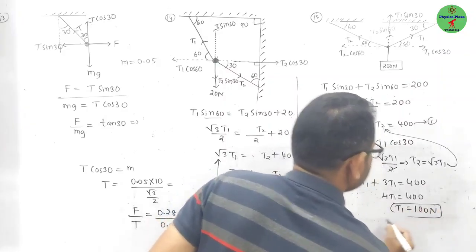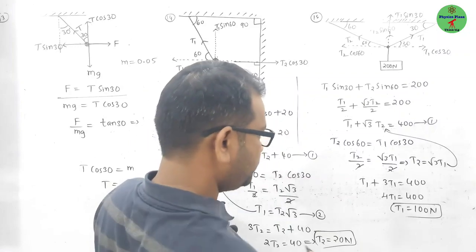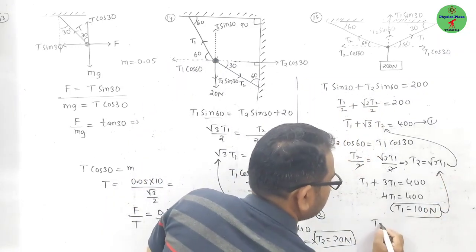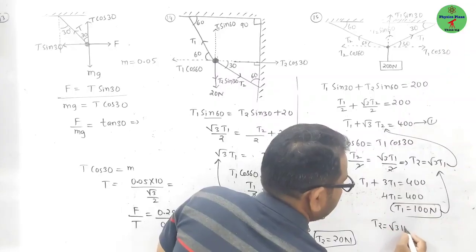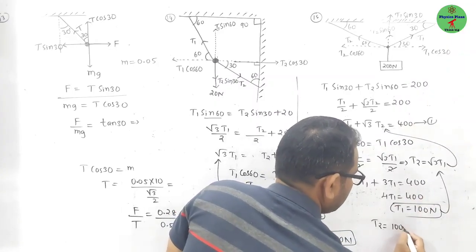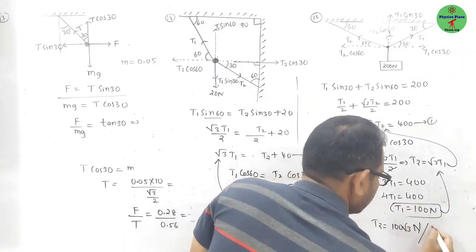Now this T1 value, children, where will you substitute? Yes, you can substitute here. Then you will get T2 is equal to root 3 into 100, so you can write it as 100 root 3 Newton.